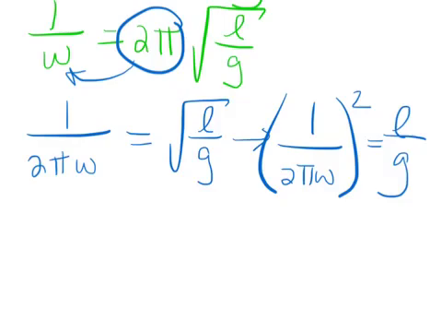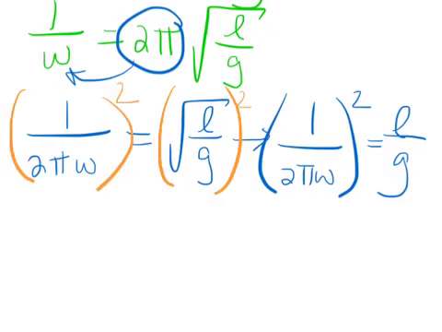You multiply by... I'm borrowing your line, sorry. So you square both sides. The square here and this square root cancel, leaving behind L over G.